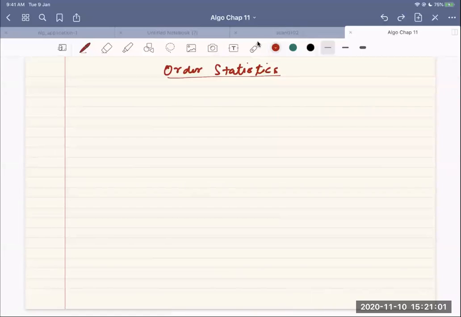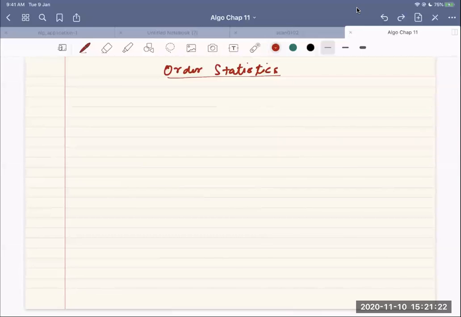Hello everyone. So for this week, our topic is order statistics. You would have known about it in some form, but we will discuss the generic problem and what would be an efficient algorithm for solving that. So let me define this problem.